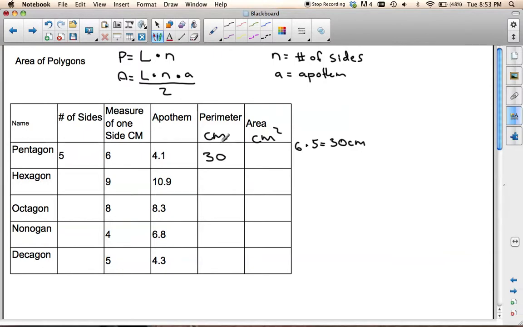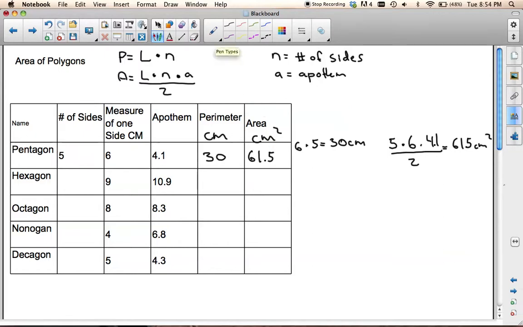Now if we wanted area, we would basically just go 5, our number of sides, times our length, times our apothem, which was that height of that isosceles triangle inside our polygon, so 4.1, divided by 2, and that'll give us 61.5 centimeters squared. That's it. That's all we need to do.